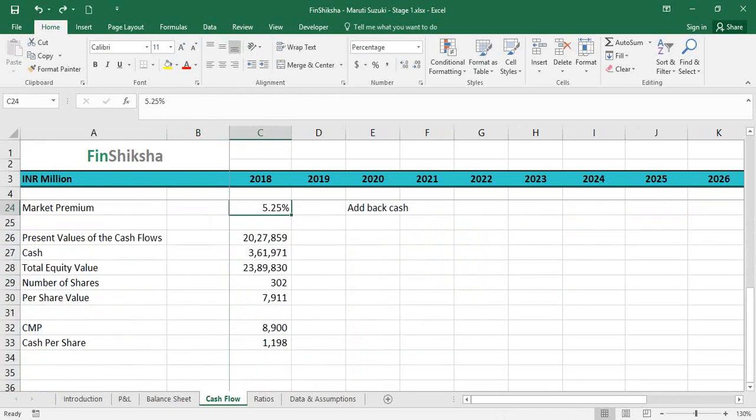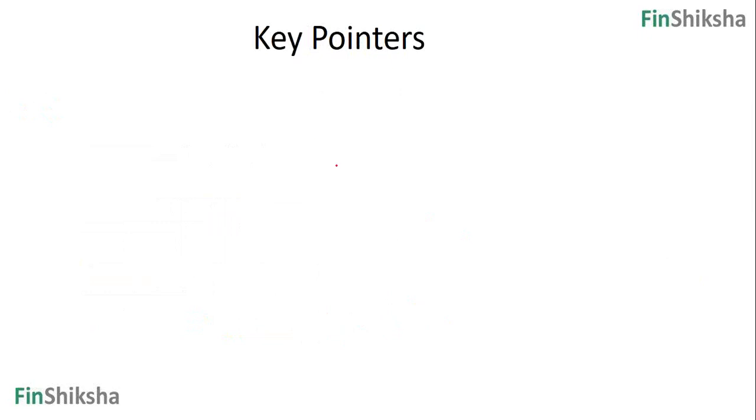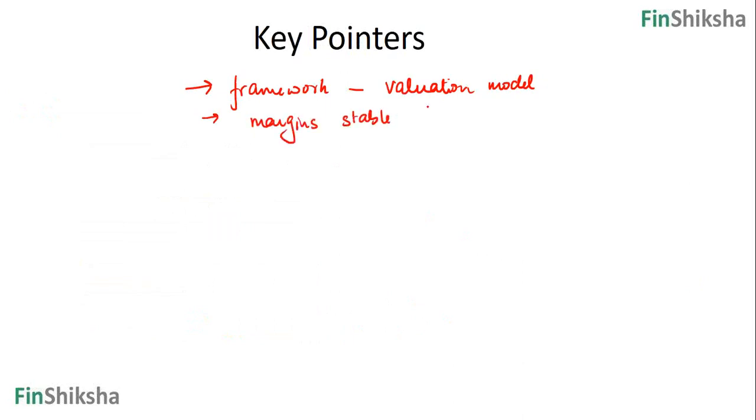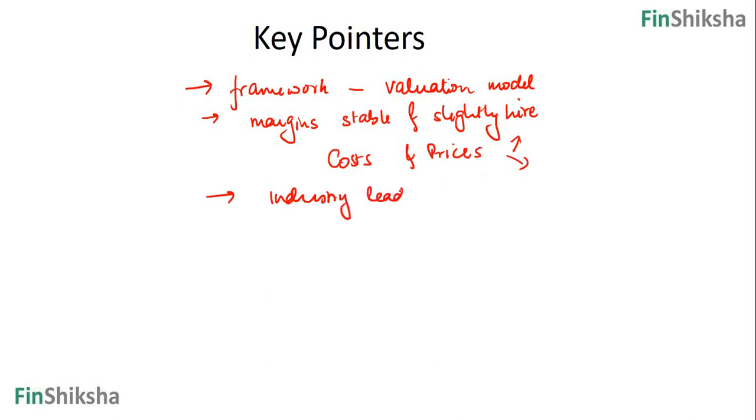That's broadly it in terms of our discussion. Let's quickly do a recap. What we are doing is we are trying to build a quick framework with respect to how you build a valuation model. You are obviously going to put in a lot of assumptions, but your primary assumption is that Maruti should be able to keep margins stable and slightly higher. What that means is that your numbers on costs and prices move in tandem, either go up or go down together. So if there is a cost increase, they are going to pass that on in terms of a price increase as well. You are also making an assumption, keeping in mind the industry leading position of Maruti.